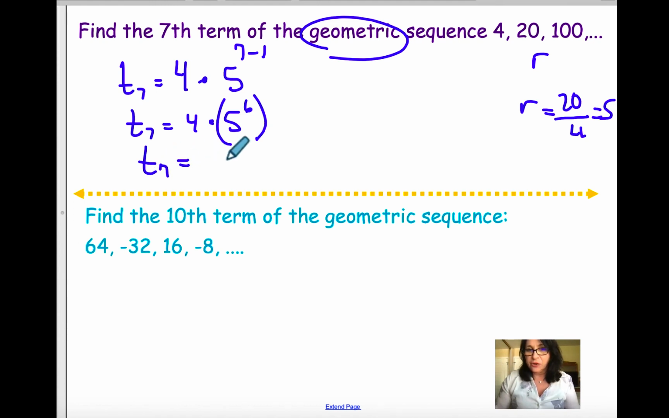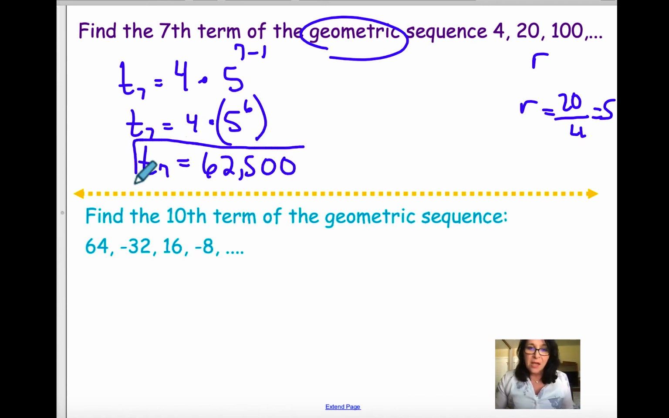So the 7th term is 62,000. That might be an 800. I don't know. Let's see. 5 to the 6th power is about 15,625 times 4. 62,500. Here we go.